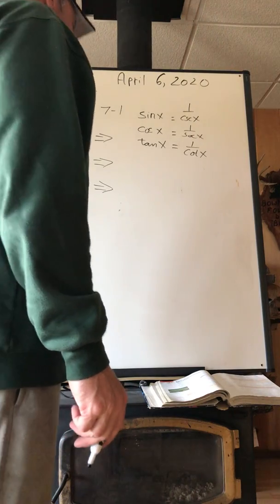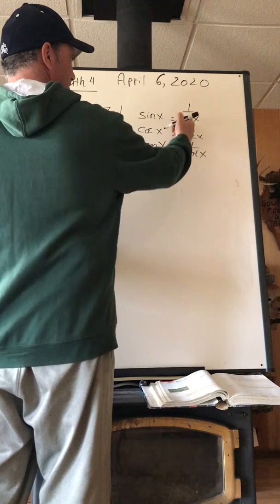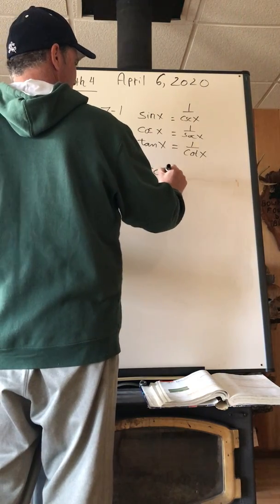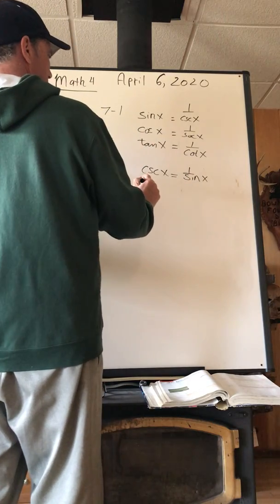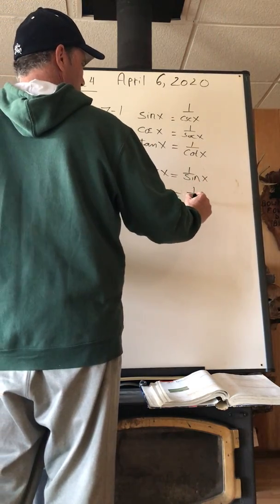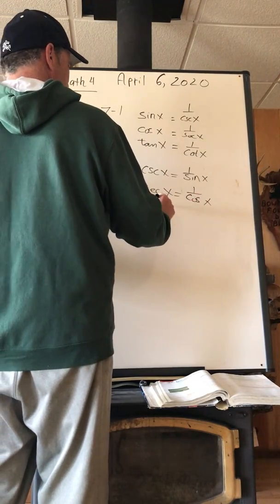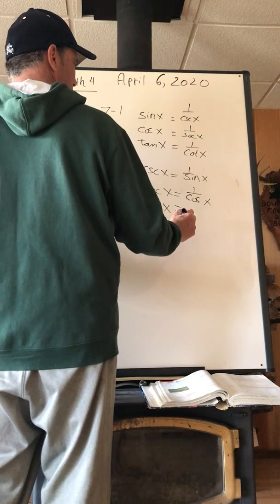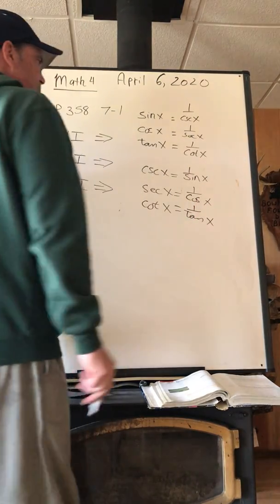And just the reciprocals. So then you have the cosecant of x is 1 over the sine of x. The secant of x is 1 over the cosine of x. And the cotangent of x equals 1 over the tangent of x.